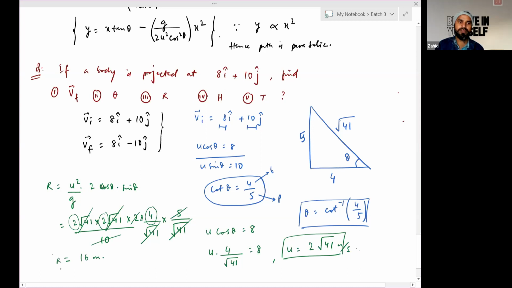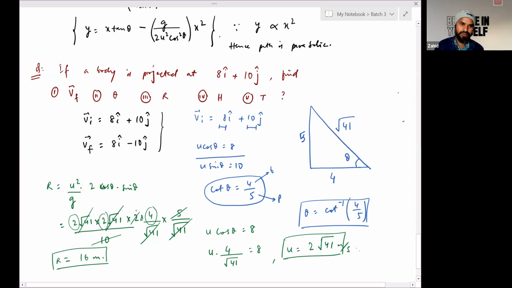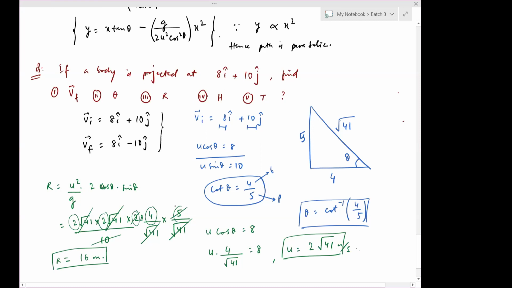as horizontal range. Sir, by 2, right? Because 1, 2 will be left. 5 ones are 5, 5 twos are 10. No, I have taken this 2 and this 5. Okay, sir.